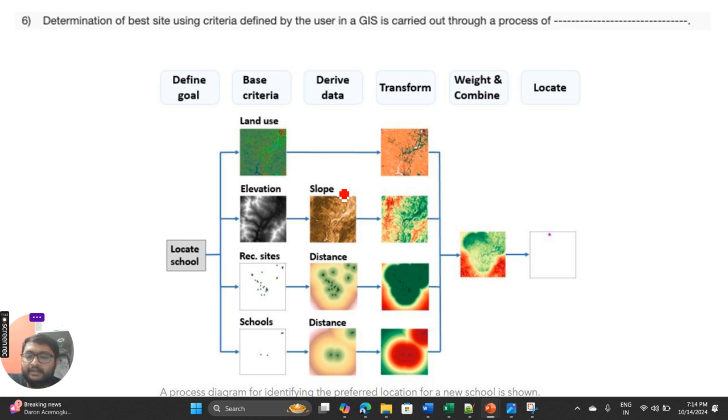Then we have to identify the current school locations. Depending on our analysis, we may want to create a new school near the existing schools, or we may want to place it more than 1 kilometer away from the current schools. That kind of criteria we can specify. And then it should be a recreational site, so schools should be near parks or near some other sports grounds. So this criterion is that a recreational site is there.